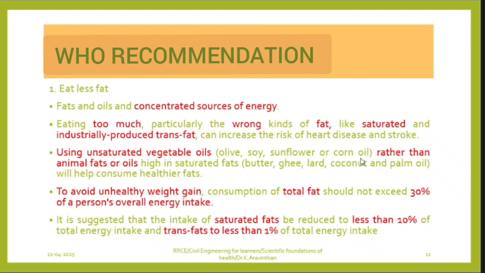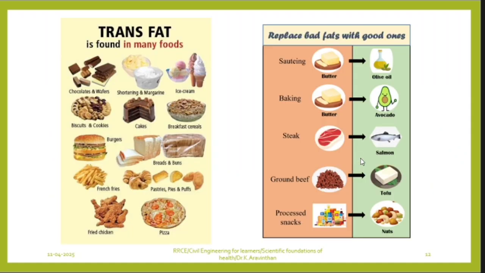Next one is to avoid unhealthy weight gain. You should reduce eating too much or the wrong kind of fat, that is saturated fat, and another fat, industrially produced trans fat. Then unsaturated vegetable oils we can use. Olive, soya, sunflower oil, these are all the components of fat we can consume. This is the example. What are trans fats? These are industrially manufactured products. What are they? These are bakery products, yes or no? From there you get these kinds of fats. What are good fats? You can replace this with good fats like this.